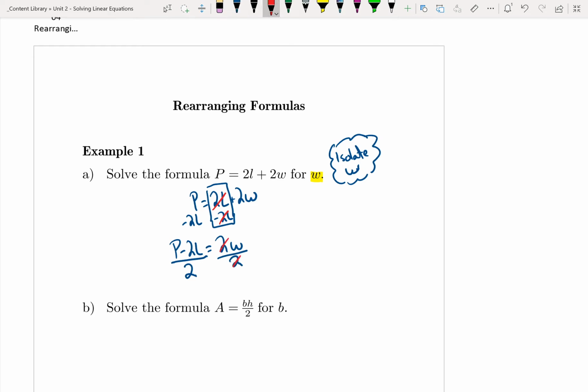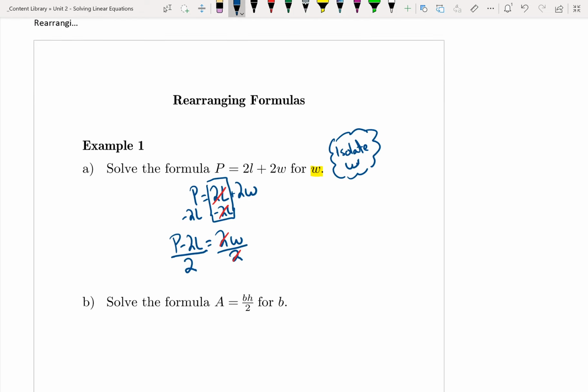The one side will cancel out, and I'm left with P minus 2L divided by 2 equals W, which is my final answer. So I've isolated for W. Now if I was given the information, I could plug it in and then solve for W.